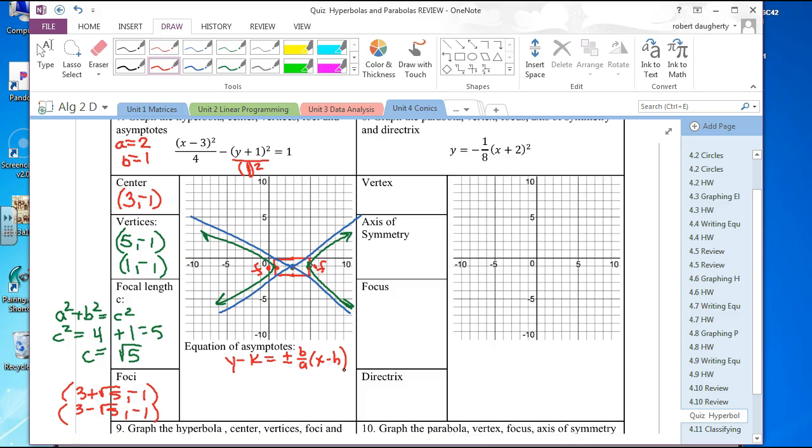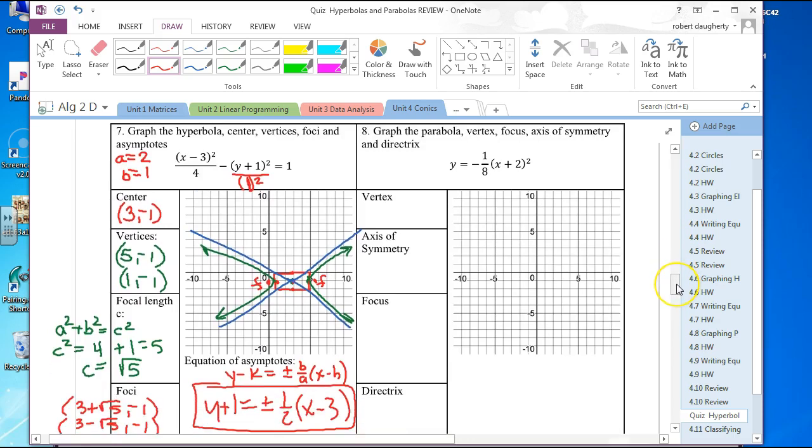So look at the original problem, y plus 1 equal plus or minus, what's b over a? That's going to be 1/2. And then x minus h is just x minus 3. This is a line. If you see any squared terms in there, you don't have a line. So this is the equation of the 2 asymptote lines. Let's look at the next one.